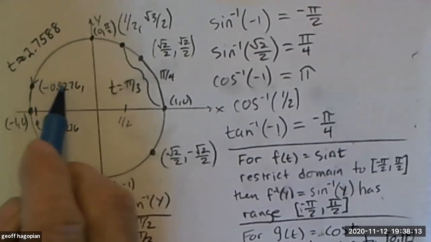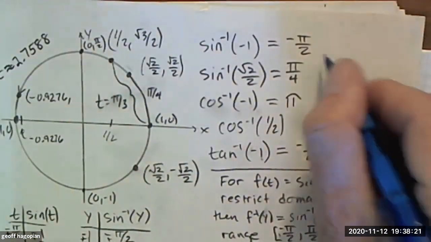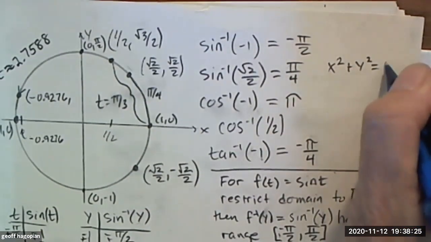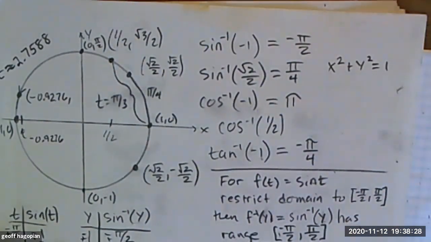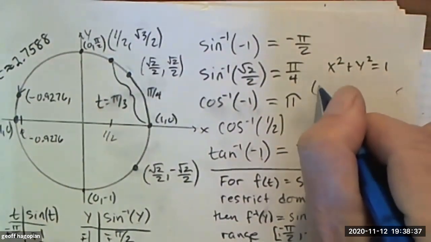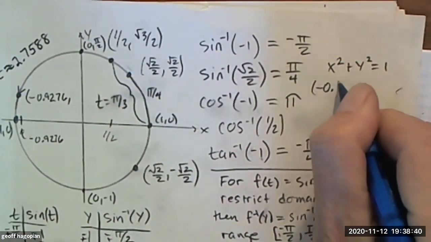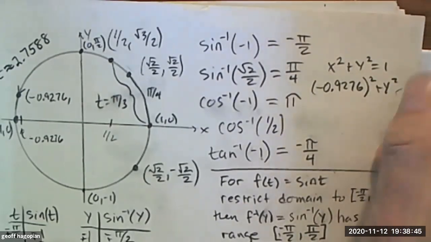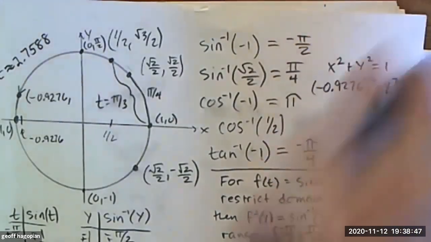So what's the y coordinate here? It's sort of a little follow-up question. How do you get that? Well, you look at, can we use the space over here? Sure. The equation for the unit circle is x squared plus y squared equals 1, right? The distance to the origin, or the square of the distance to the origin is 1, which means the distance to the origin is 1, right? So if x is negative 0.9276, can we solve this equation for y? You betcha.